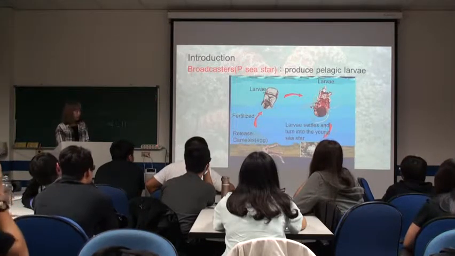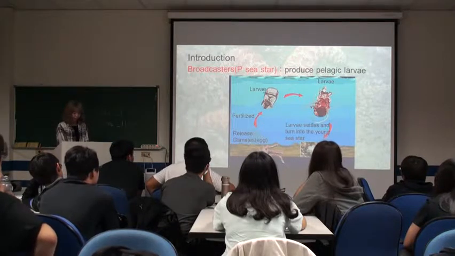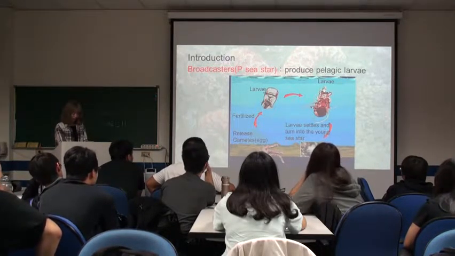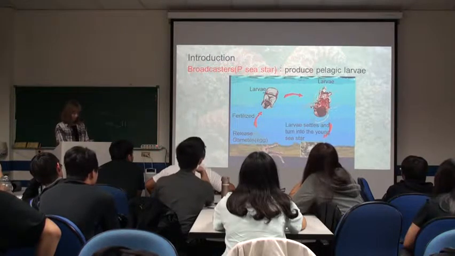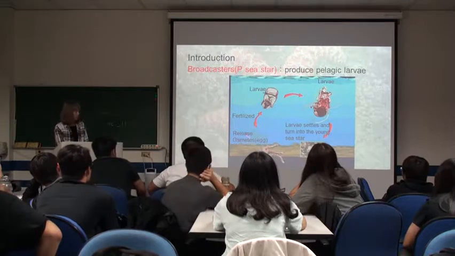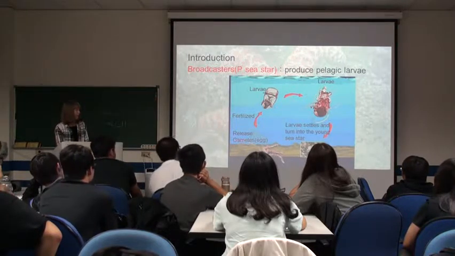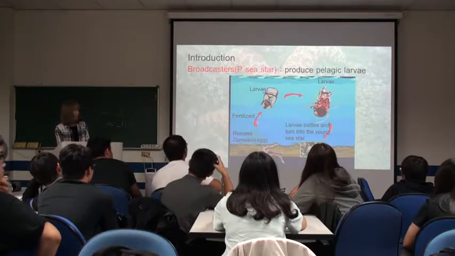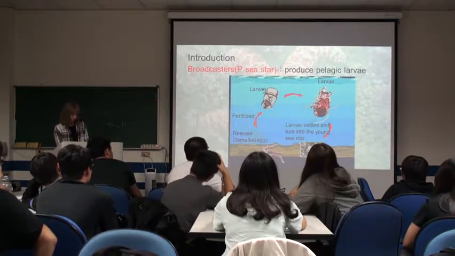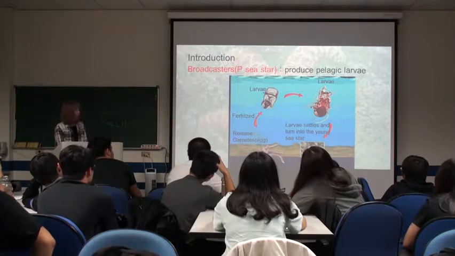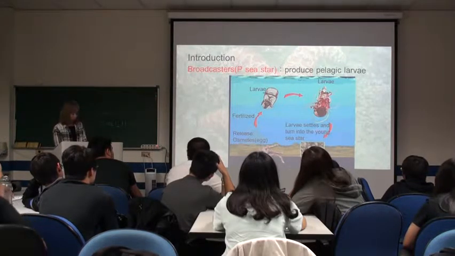Broadcasters produce pelagic larvae. Pelagic just means living at the surface of the seawater. Broadcast means releasing gametes into the seawater, and gametes are the eggs. That is where they fertilize and develop into larvae. When the larvae grow up to young sea stars, they will settle down to the benthic.